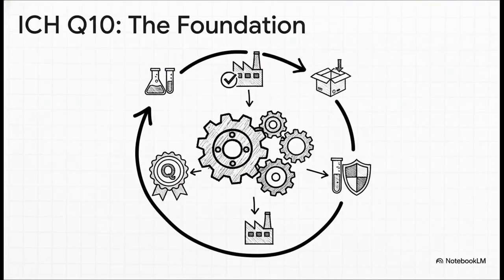Now, the really smart thing here is that Q10 didn't just start from scratch. It was built by taking proven quality ideas from other industries, like ISO standards, and merging them with the GMP regulations already in place. The whole goal was to build this one unified system that covers everything, from day one in the lab to the final day a product is on the market, the entire life cycle.